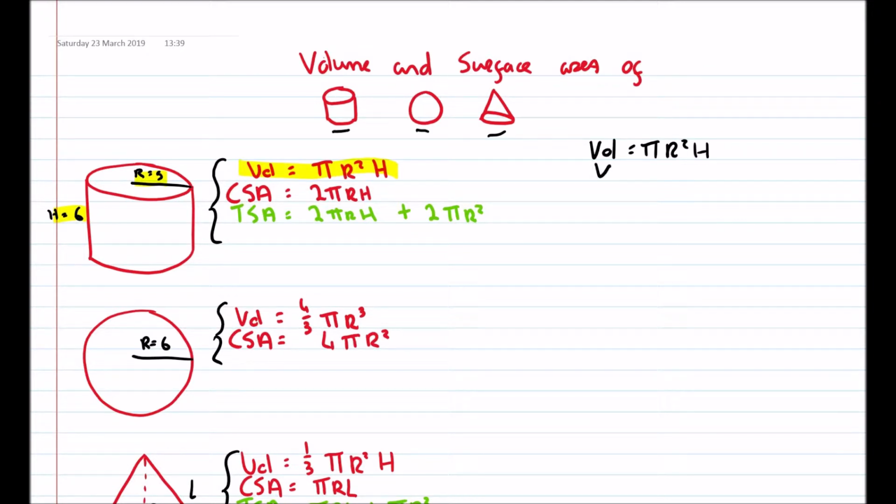and all I do is fill in what I know. So I don't know the volume, so leave it as V. I know what pi is, 3.14. In this I'll take pi as 3.14, I won't leave it as pi. The radius then is 5 squared, and the height is 6. You'll type this into your calculator, you'll get the answer. Simple as that.